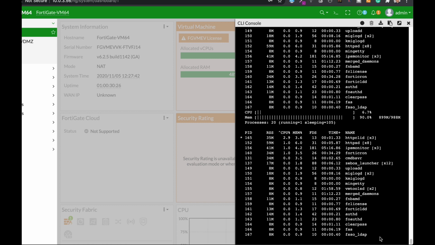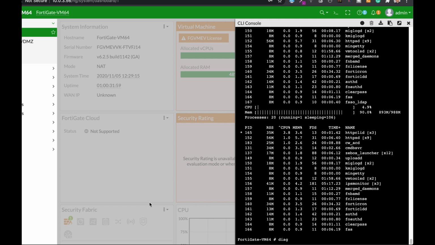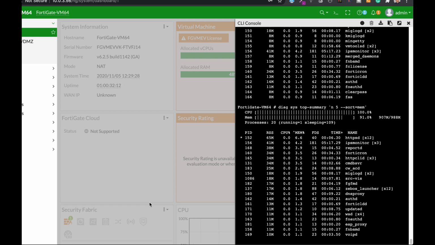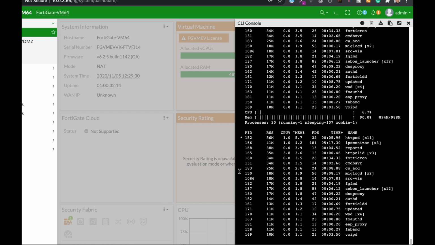All right, so now let's try to sort our processes in a descending order and see who is consuming more memory. So let's just stop it. Let's use the diag sys top summary. All right, let's show only 5 lines. Use the sort command equals mem, that is memory. And now we can actually see processes in a descending order that only shows the most consuming processes in terms of memory.